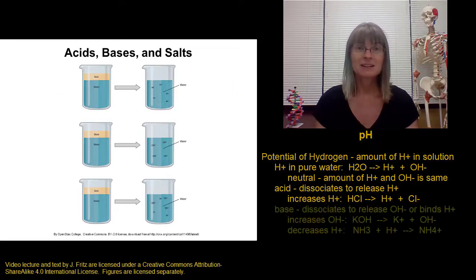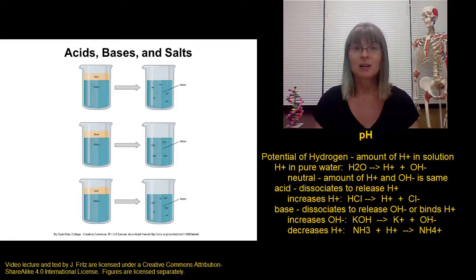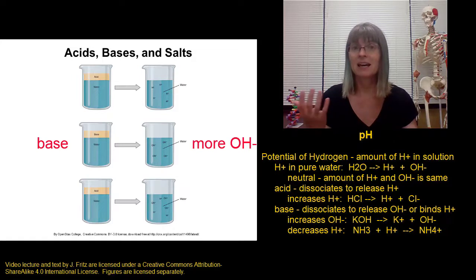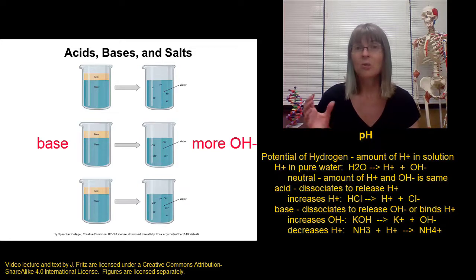A base is an ionic molecule that dissociates in water to release hydroxide ion, or OH-. Something like potassium hydroxide, that's KOH. When we put KOH in water, it separates into a potassium ion and the hydroxide, or the OH- ion. That increases the amount of hydroxide ion. The way that affects the amount of hydrogen is the more hydroxide you have, the more it binds to the hydrogen ions in the water, and then you have less and less hydrogen ion.